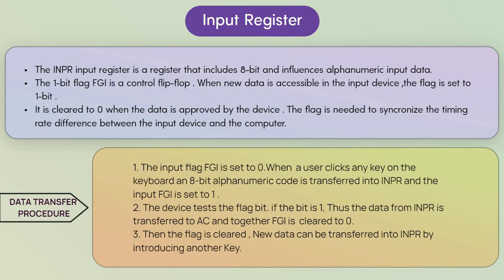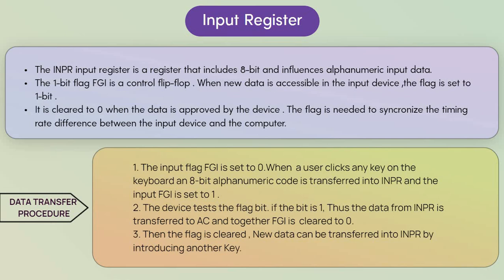Input register. The INPR input register is a register that includes 8 bits and holds alphanumeric input data. The 1-bit flag FGI is a control flip-flop. When new data is accessible in the input device, the flag is set to 1. It is cleared to 0 when the data is accepted by the computer. The flag is needed to synchronize the timing rate difference between the input device and the computer.